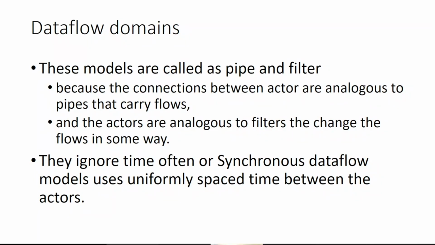Generally in data flow design, they often ignore timing. So there will be no timing there. Otherwise, they go for uniformly spaced time between the actors. That means they assume the timing signal will be uniformly placed across the multiple actors. So one method is they don't have time. The other method is, even if they have time, the time will be distributed equally among all the actors. So that's how data flow domains work.